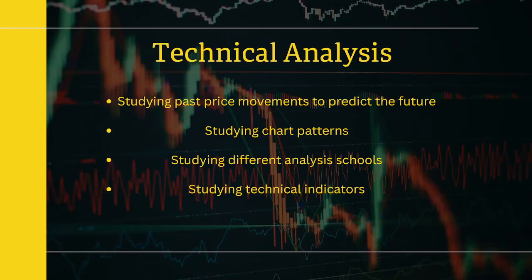The other type of analysis is the technical analysis. This is the more modern type of analysis. Technical analysis has a much more variety. You will find thousands or even millions of strategies inside technical analysis, and it is basically studying past price movements to predict the future. It is studying chart patterns, it's also studying different analysis schools, and it's also studying technical indicators. The debate about which analysis technique is better has always been there since technical analysis was created.